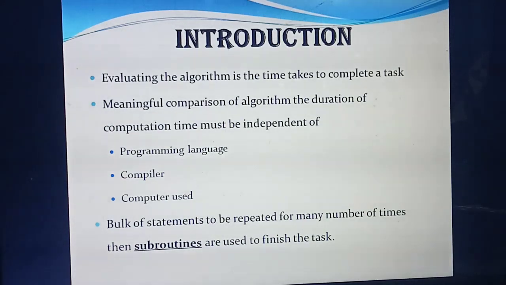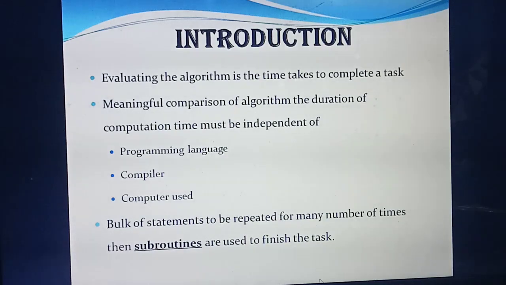Your computation time must be independent of them. What's the difference between dependent and independent? Dependent means you are depending on something, for example, you are depending on your parents. Independent means you are not depending on it, like that. So if you are implementing some programs or algorithm, it should not depend on three things: programming language, compiler and computer used.